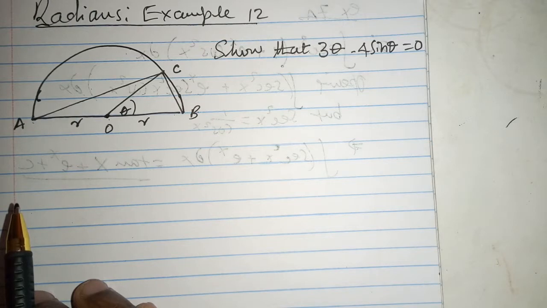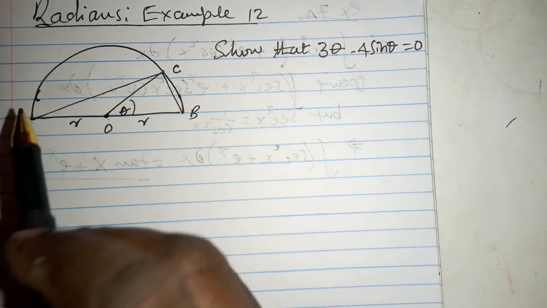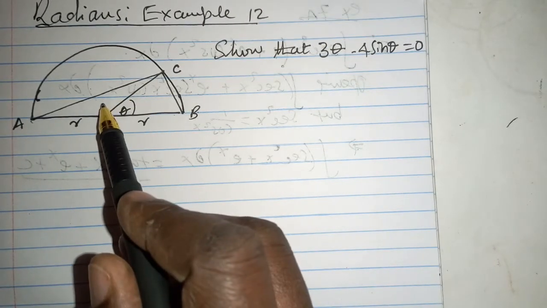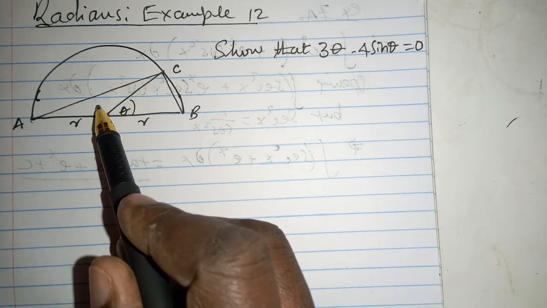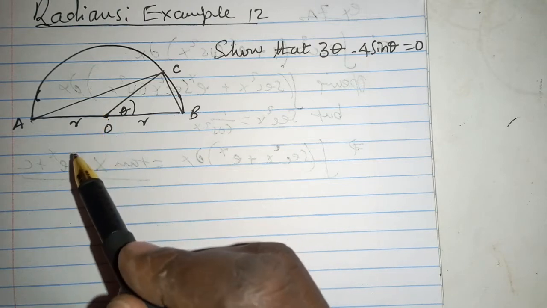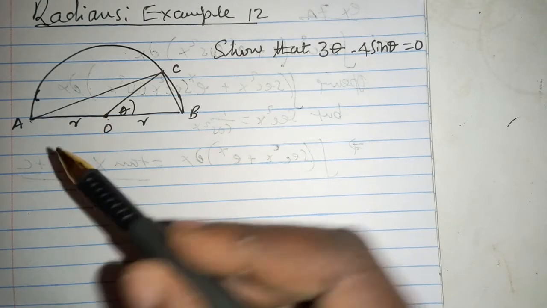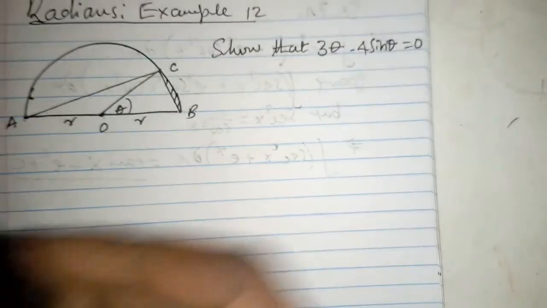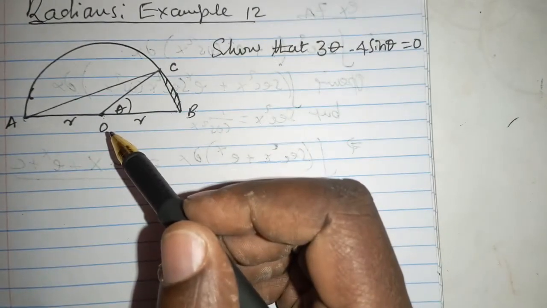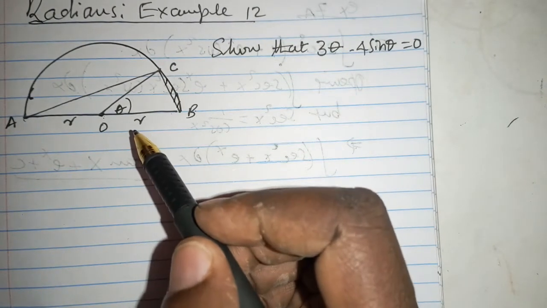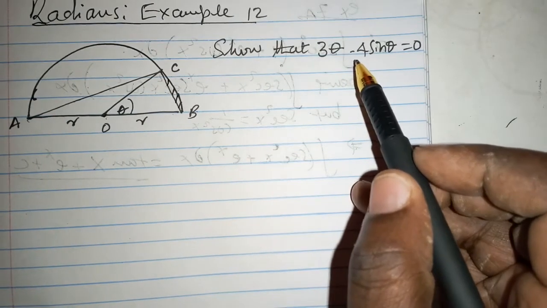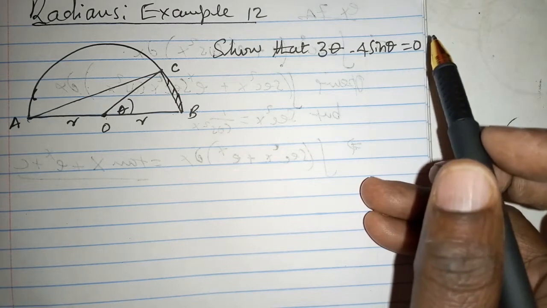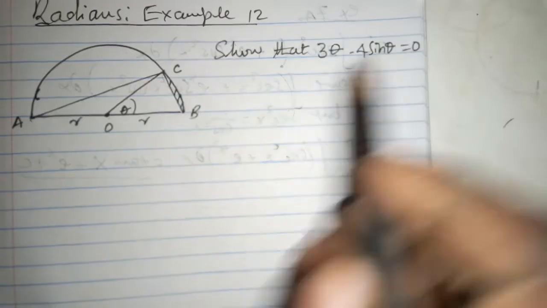Given that the area of triangle AOC, this triangle, is 3 times that of the shaded segment, show that 3 theta minus 4 sine theta is equal to 0. That is the question.